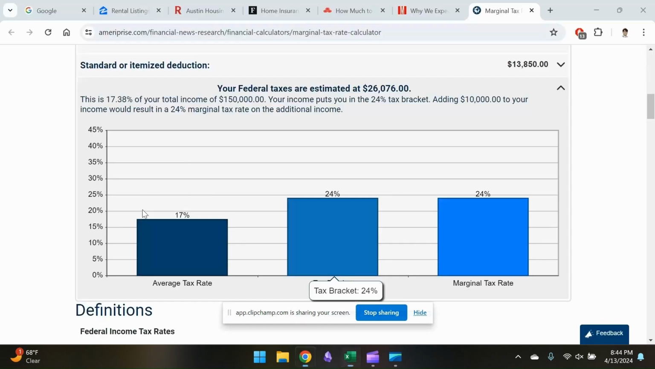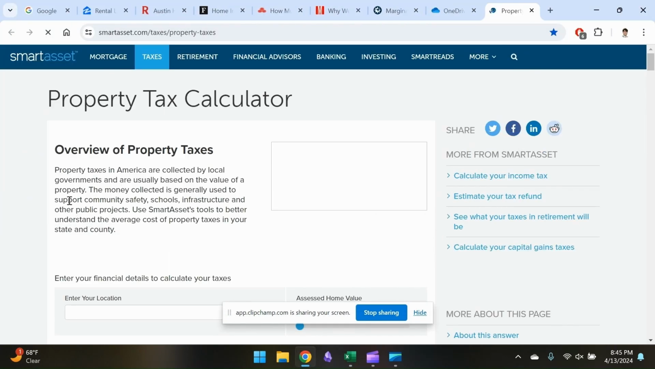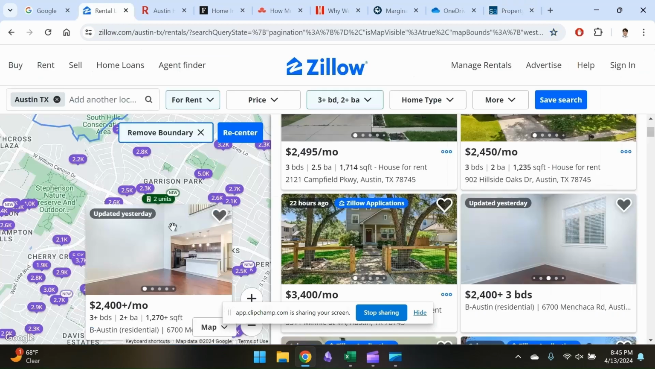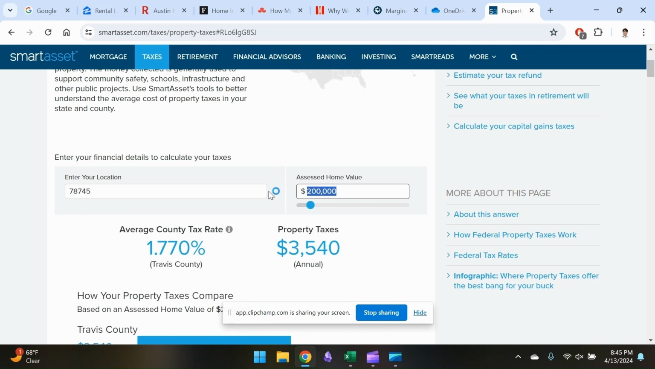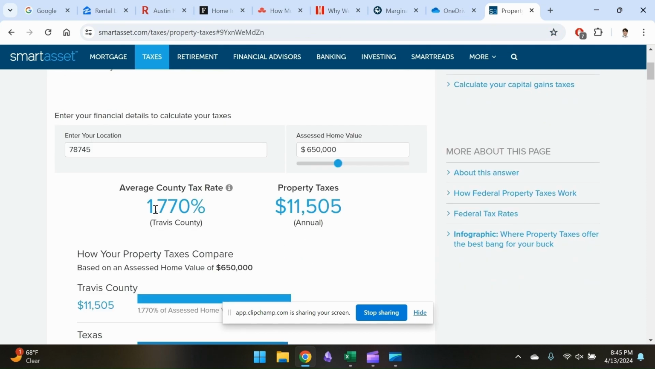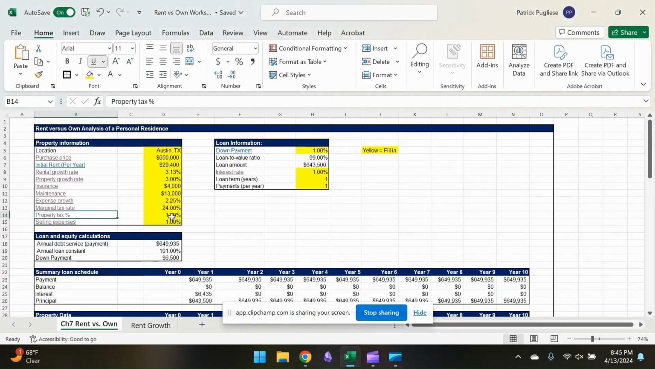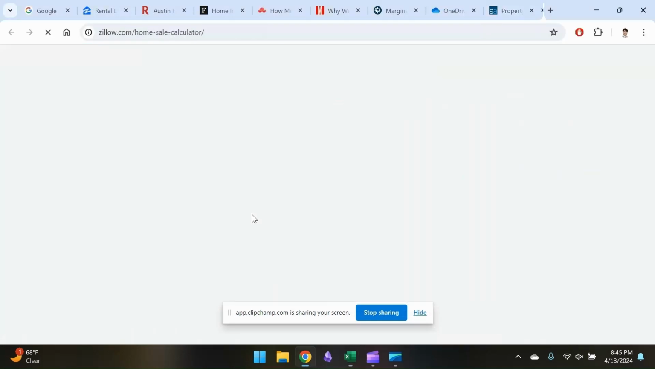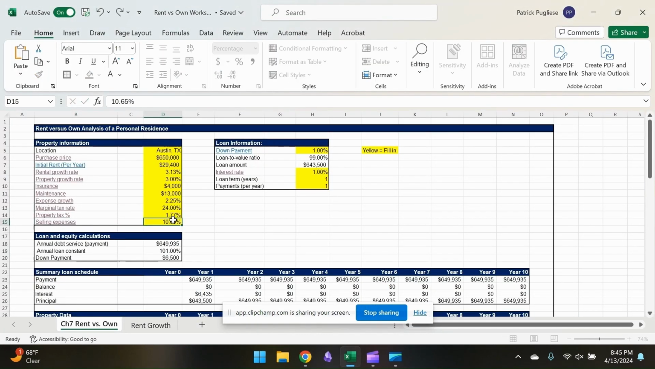Property tax percentage. All right, so we'll click this to get our property tax percentage. So let's enter our zip code, 78745. And our assessed home value is $650,000. Okay, so 1.77% is going to be our average county tax rate. Selling expenses. Zillow has this, the estimated selling cost of 10.65% that they use for everything.